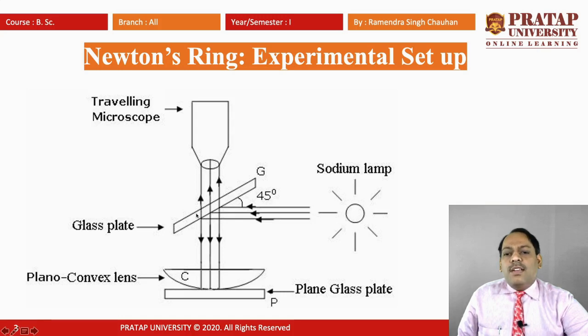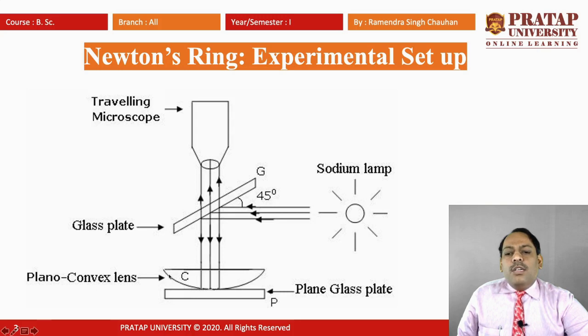When light rays come, they are incident on the glass plate G, and because glass plate G is inclined at 45 degrees, the light is reflected to the plate P, and that will be normal incidence at the plate P. Then it goes to the combination of plano-convex lens C and glass plate P.